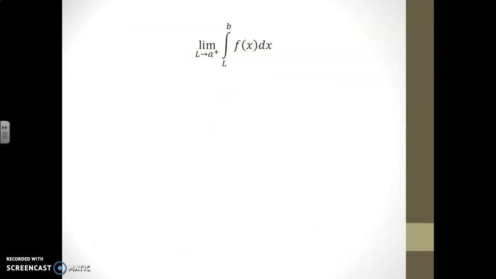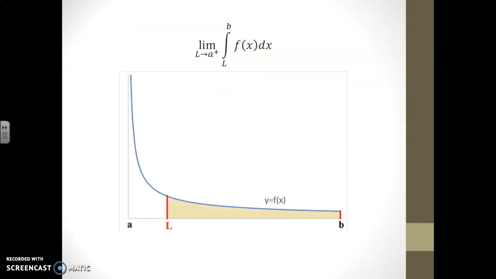To help you visualize, here's the kind of scenario we're talking about, where we would love to integrate between a and b, but there is a vertical asymptote at a. So we will integrate from L to b, over which the function is continuous. And then the limit will move the boundary towards a while remaining to its right. So this is a right-hand limit.